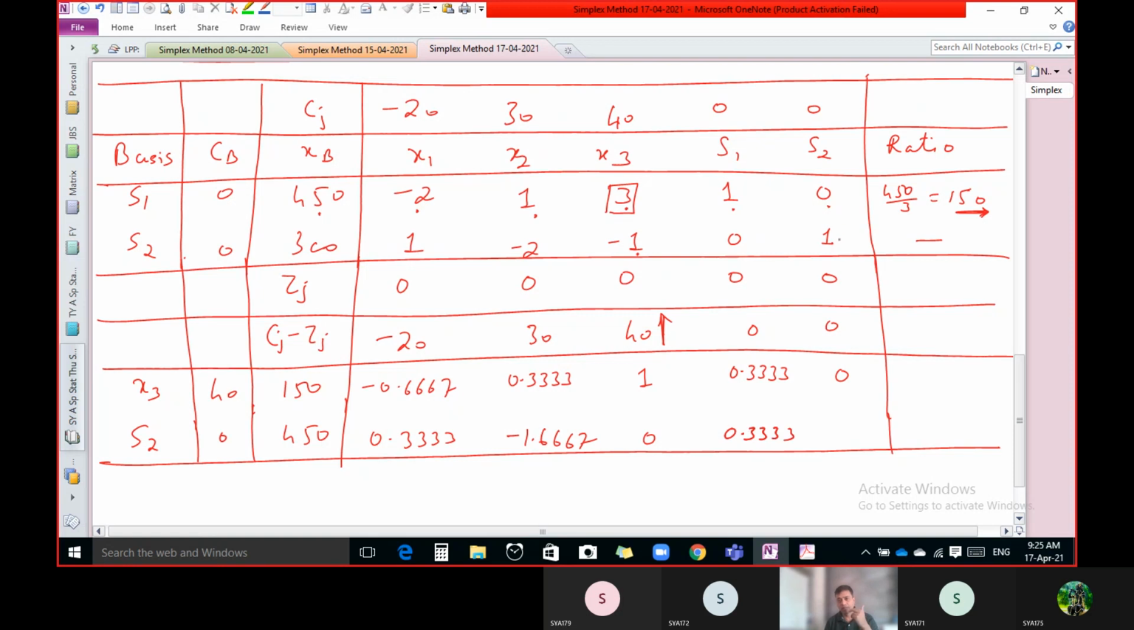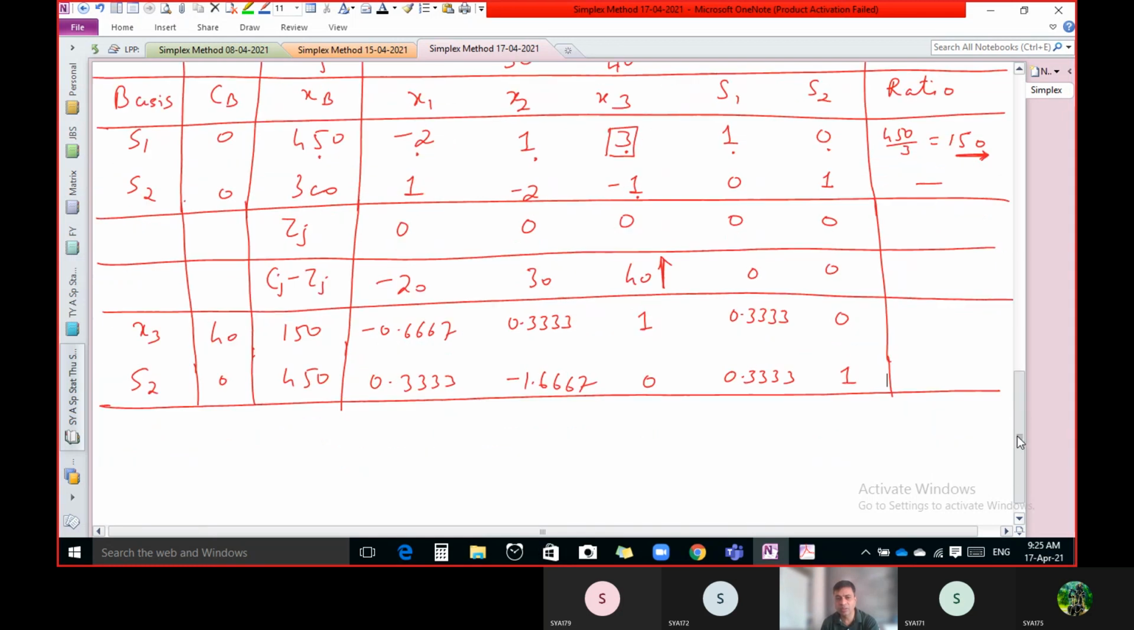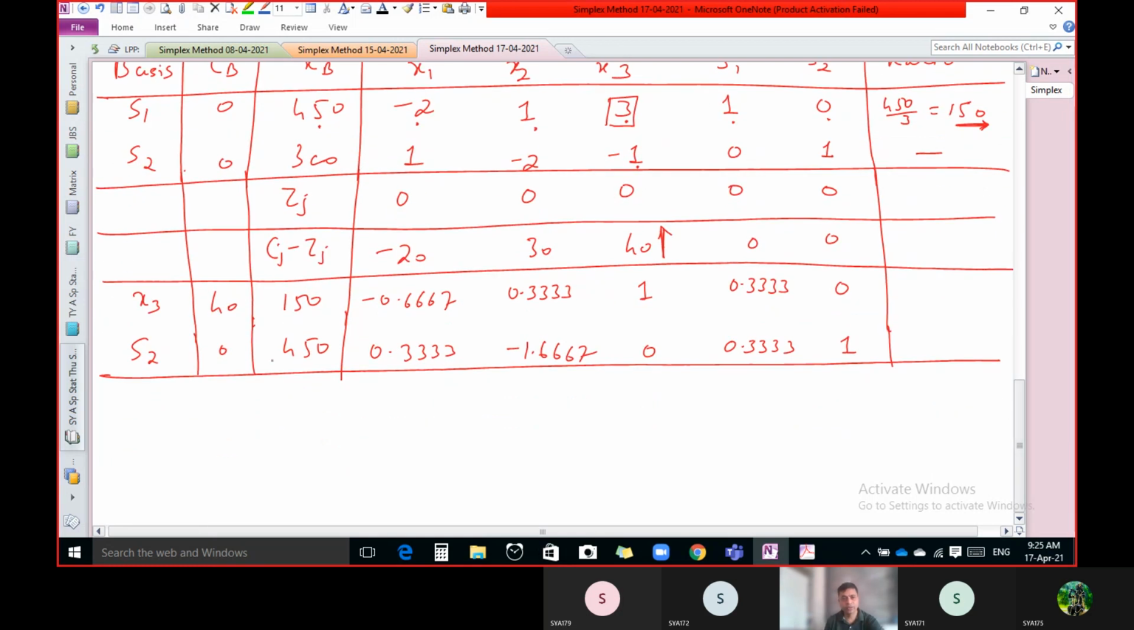Now this value, 1 minus. Here it is 0. 0 into minus 1 is what? 0. 0 by 3 is what? 0. So 1 minus 0, we get 1 only. So in that way, we have to calculate all the values of this table. Now it is routine. Calculate Zj.